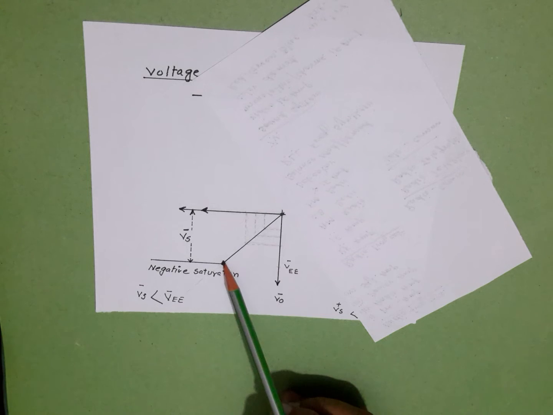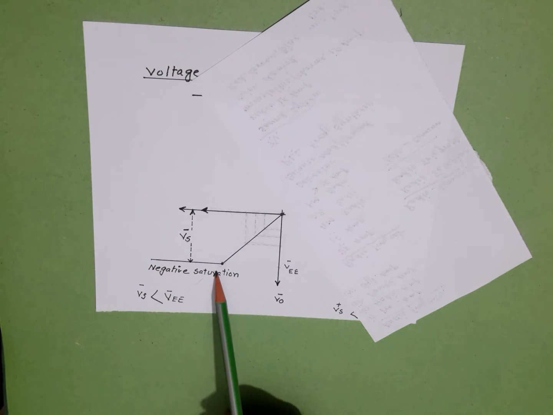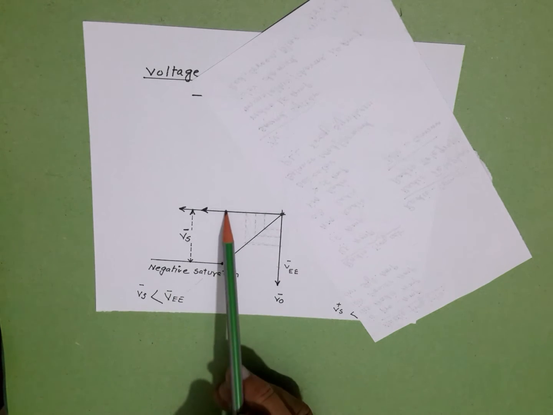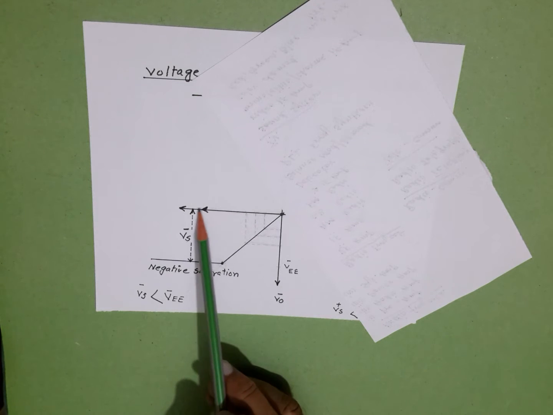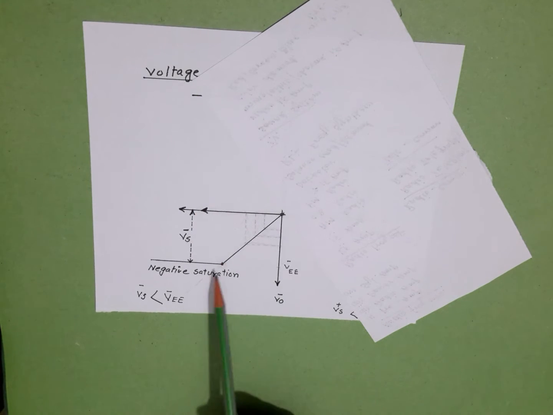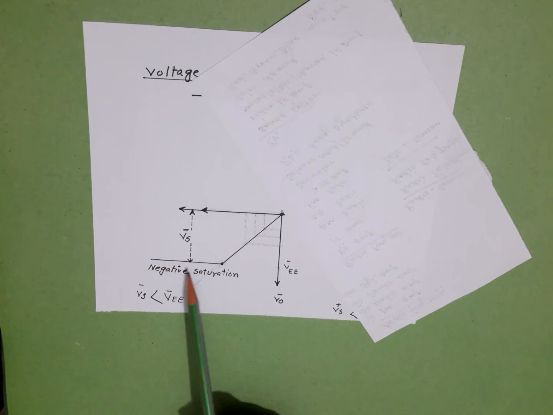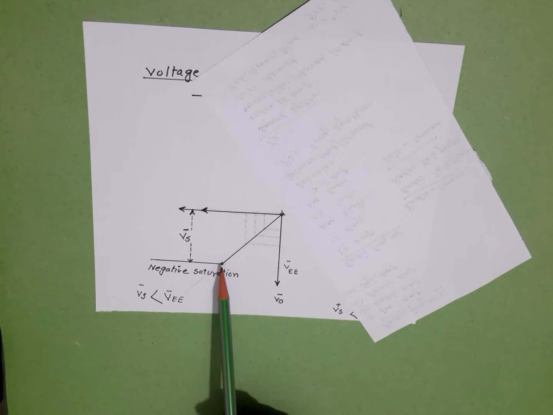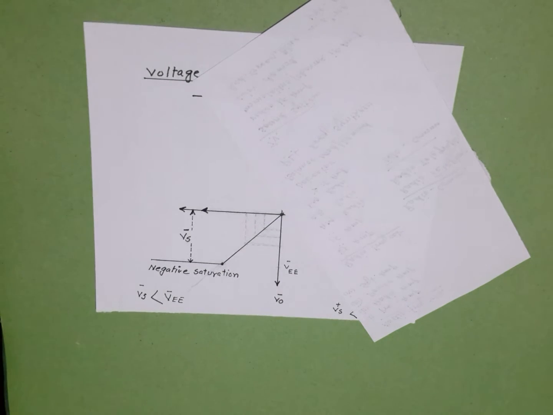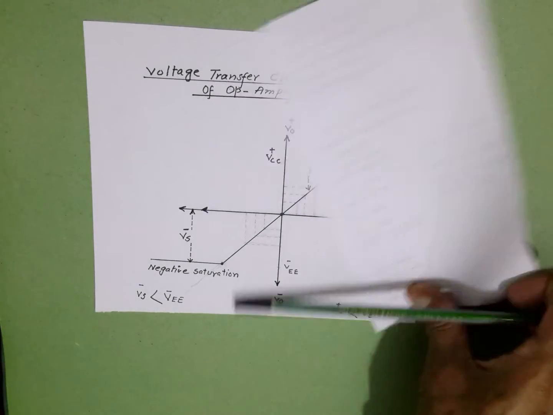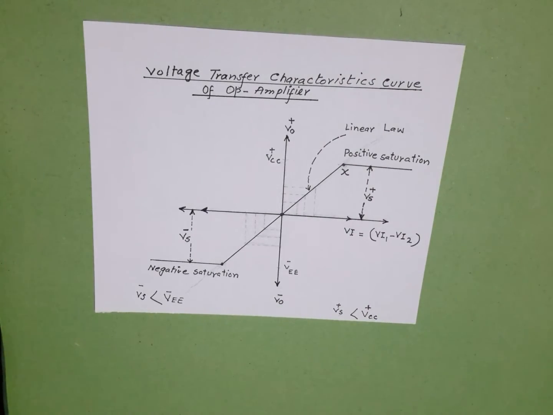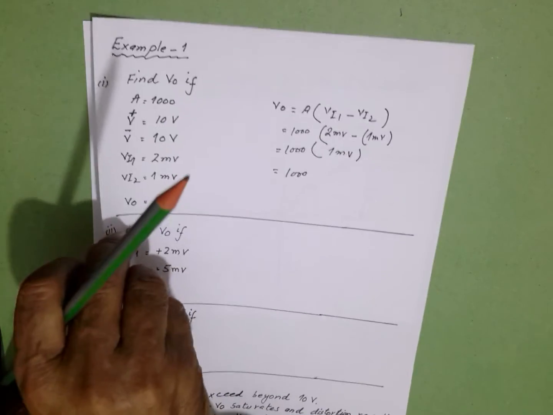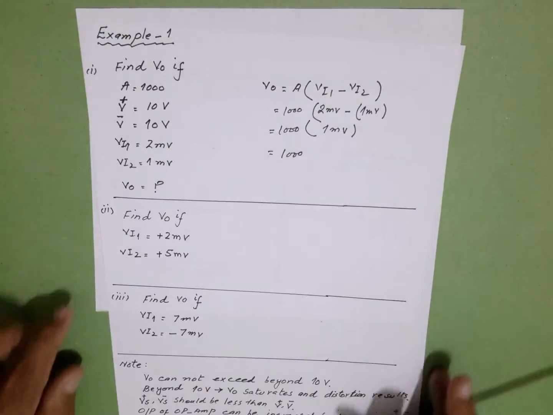Beyond point X, negative saturation occurs, and if you increase V input 1, the output voltage is not going to rise but remains constant. And when saturation occurs, beyond saturation and at saturation, distortion occurs. That we will improve with the help of 3 examples.